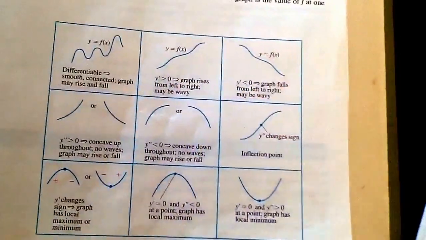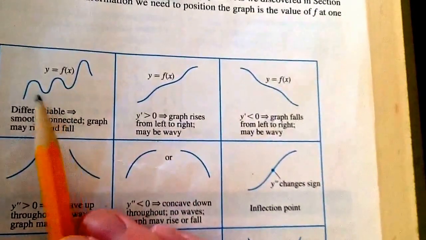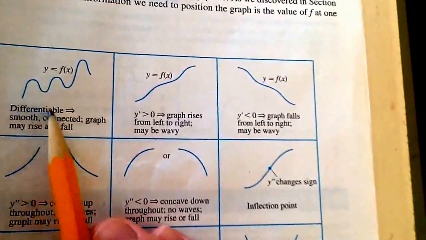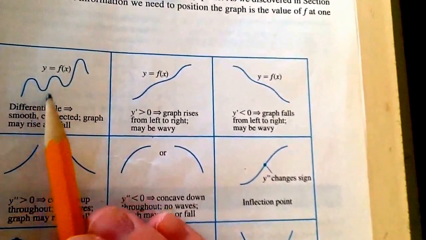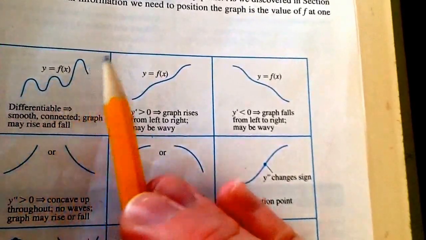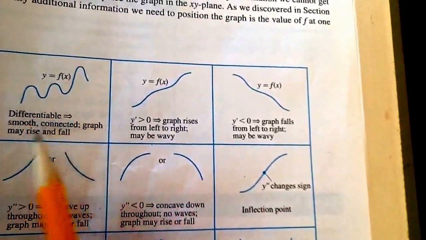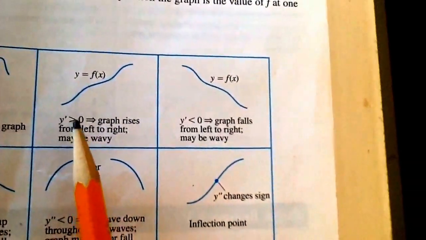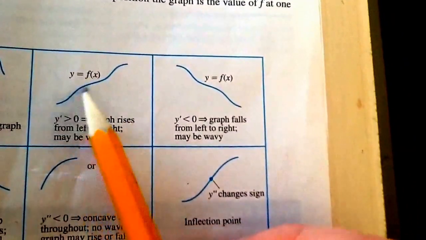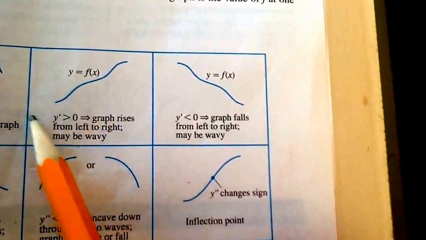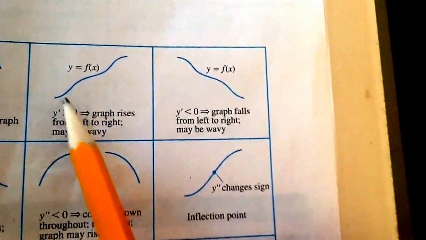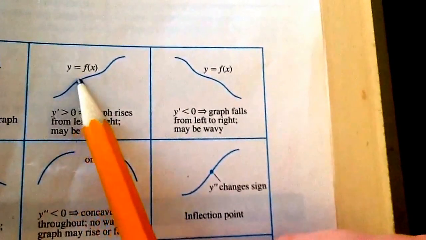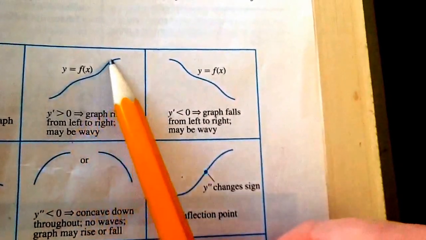It kind of connects the graph with the words. The top left one, differentiable, is just, remember, the ability to take the derivative. This is smooth, there's no corner, so I could do the derivative of this anywhere. But yeah, it says it might rise or fall, it doesn't matter. This just says a slope, a positive slope. It could be squiggly, it doesn't have to be a straight line. It doesn't have to be a nice curve. It could be wavy. This just means the slope is always positive.